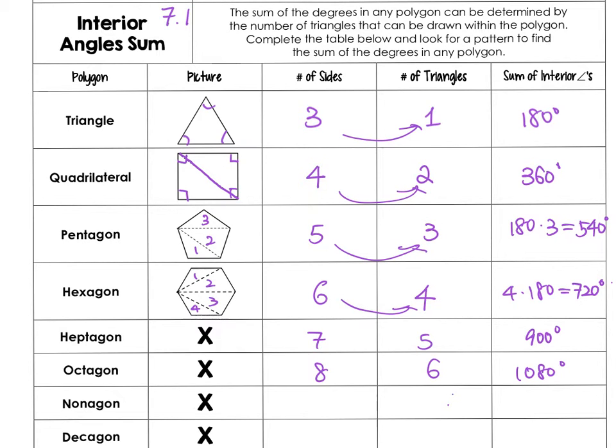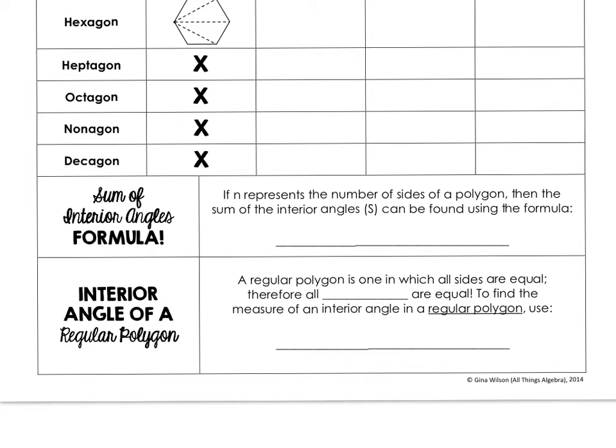Nonagon, do I have enough space at the bottom? That's 9 sides and 7 triangles. 7 times 180 is 1260. And we already did the top 3. The last one, decagon, 10 sides, therefore 8 triangles inside. 8 times 180, yes, it's 1440. Check my mental math. I sometimes make too many mistakes when I do arithmetic quickly.